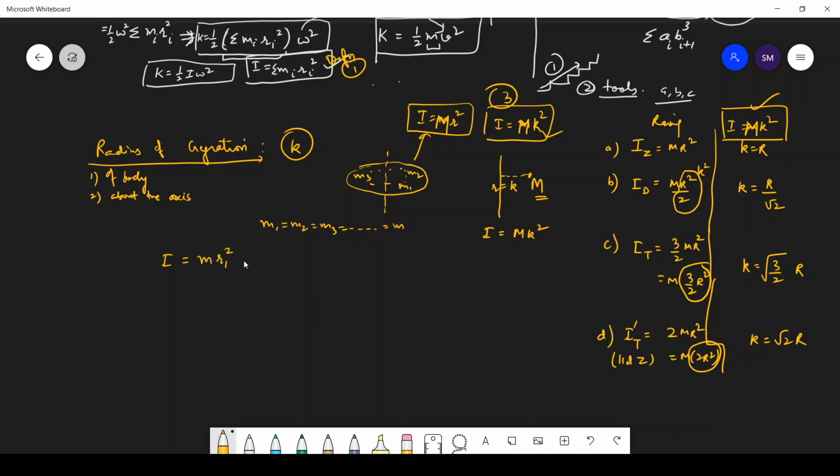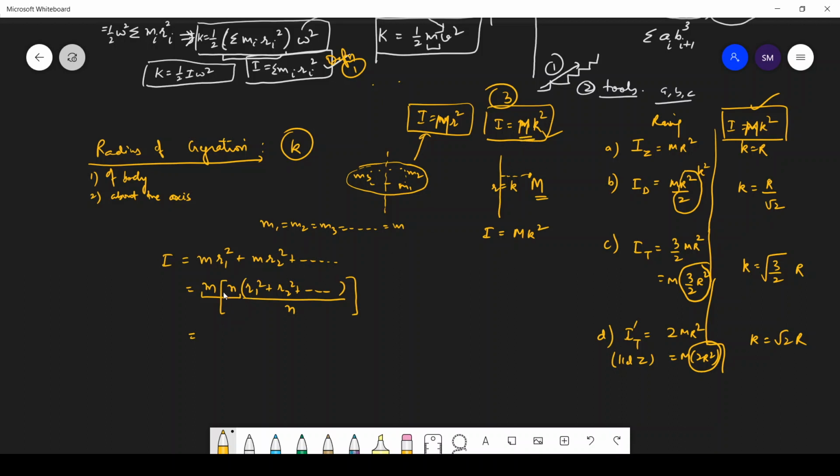m r1 square, the inertia of the first mass, and then the inertia of the second mass, m r2 square, and so on. And that's equal to, m is common here, and along with that, this is r1 square plus r2 square plus so on. Now I'm multiplying it with n and dividing it with n. I can do this, it's the same thing. Now this is equal to m into n, because I want to bring here capital M.